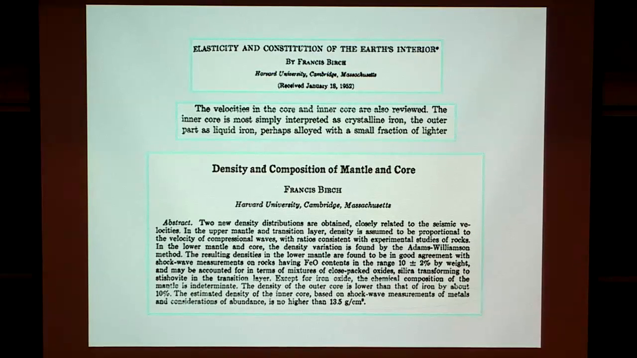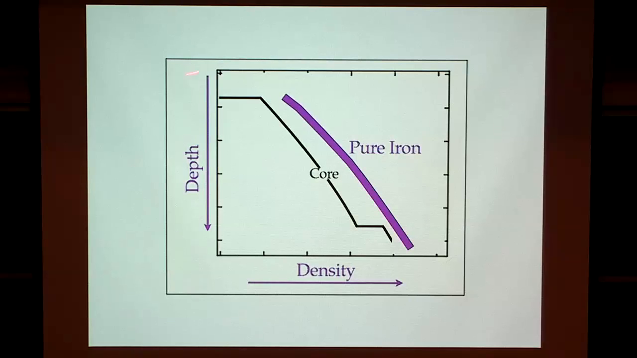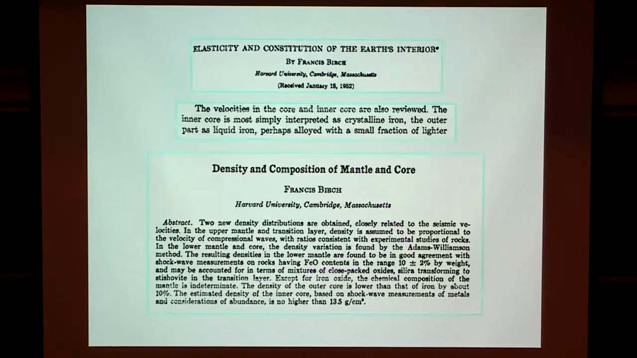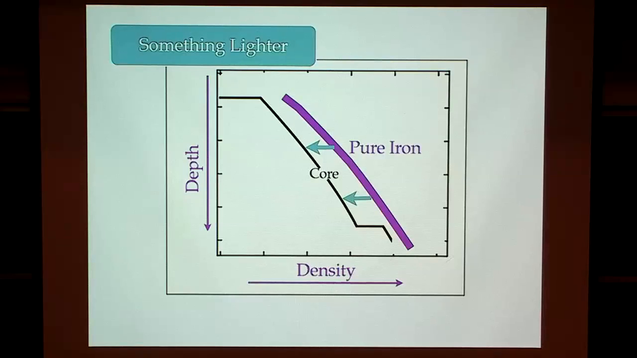In order to get to this point, I wanted to just say again that this paper by Francis Birch in 1952, you can't see that these are highlighted slightly, noted that the density of the outer core is lower than that of iron by about 10%. Okay? So what does that mean? In a very schematic way, if you have depth and density, this is what we find with PREM, and this is the density of pure iron. Okay? So that means that there must be something lighter in the core in order to match the density that we find with seismology.